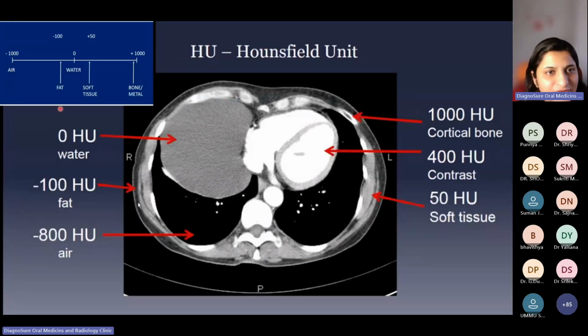These are the different Hounsfield values. Air is -1000, bone or metal is +1000, water is 0, soft tissue is +50, and fat is -100. So these numbers help us to identify the structure and confirm the diagnosis. Hounsfield units help radiologists differentiate between tissues of varying density, such as bone, air, fat, muscle, and fluids. This contrast allows the identification of pathologies such as tumors, a fracture, or any foreign body material.